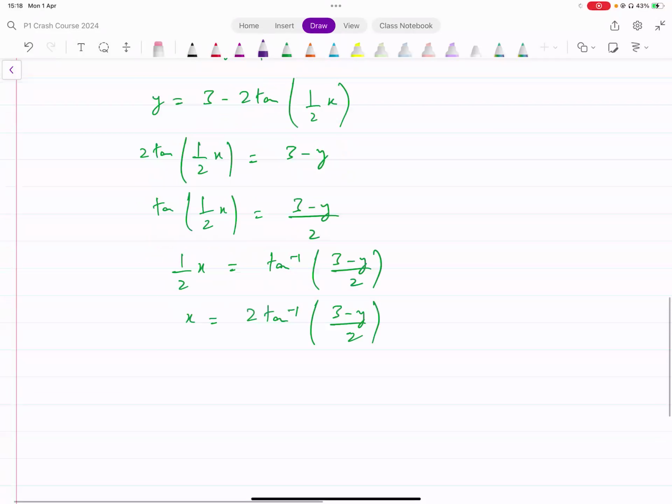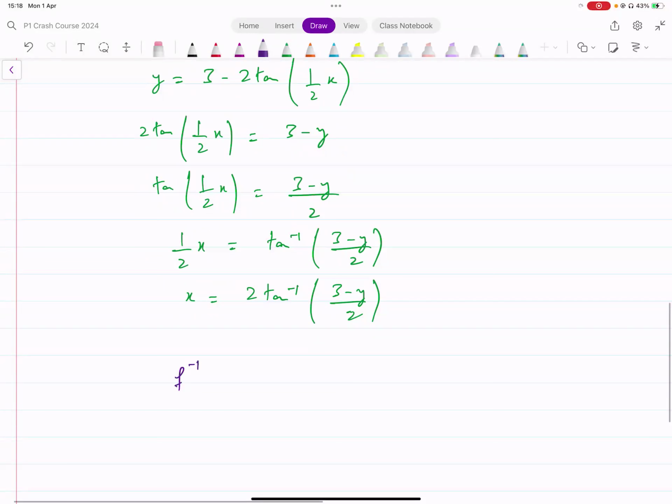And finally, you can write down the final result, the inverse function, in f inverse of x form. F inverse of x equals 2 tan inverse of 3 minus x divided by 2. Make sure to change this variable on the right side as well. Don't leave it as y. That will make you lose 1 mark. You have to write your answer in terms of x. So f inverse of x equals 2 tan inverse of 3 minus x over 2. That's the inverse function that we were looking for. Is that okay? Any problem with this? No, sir.